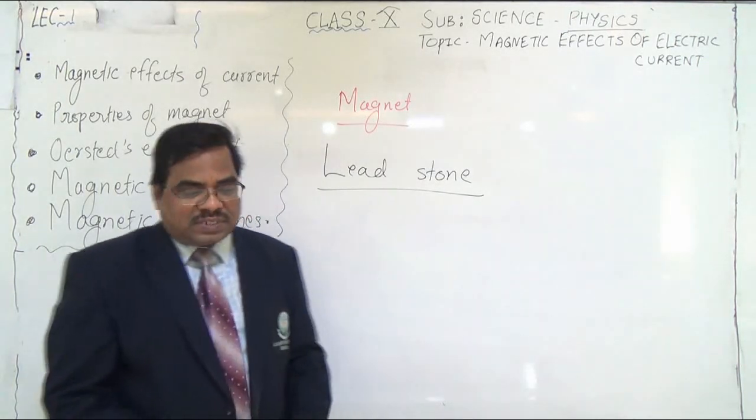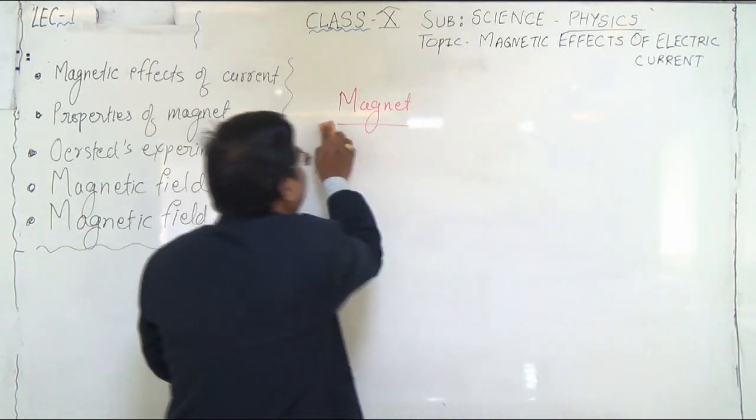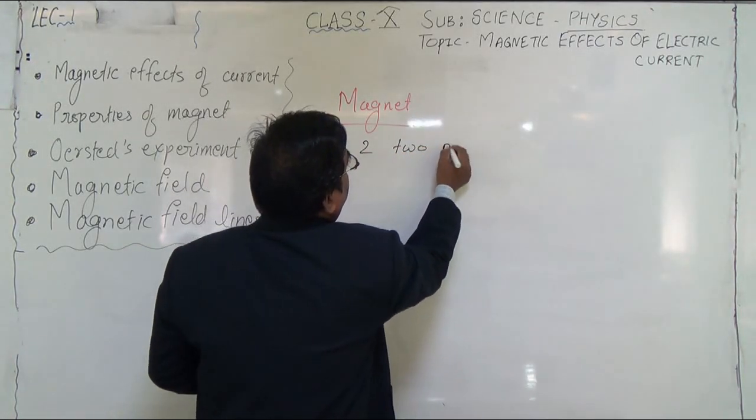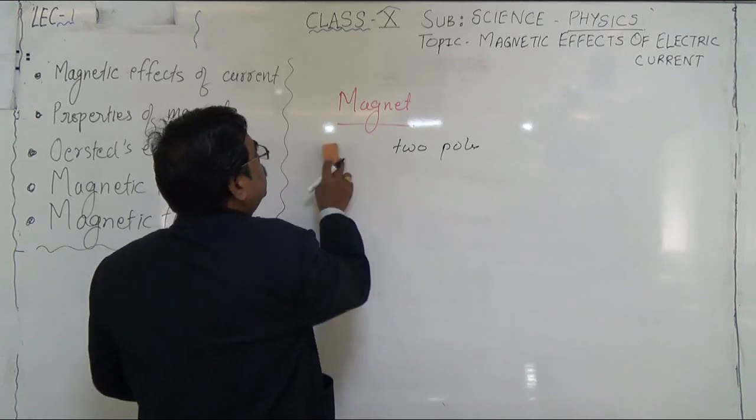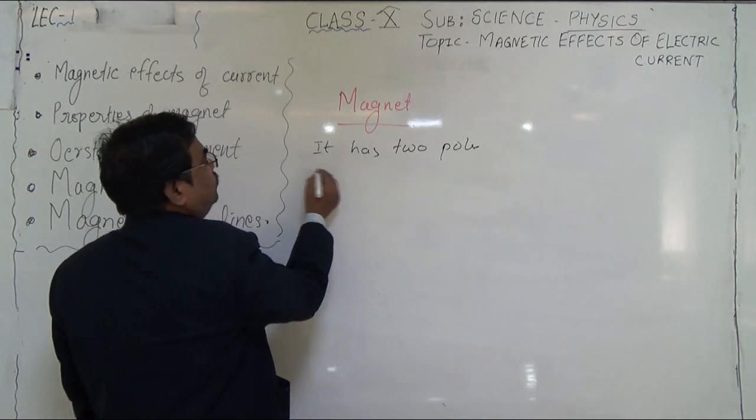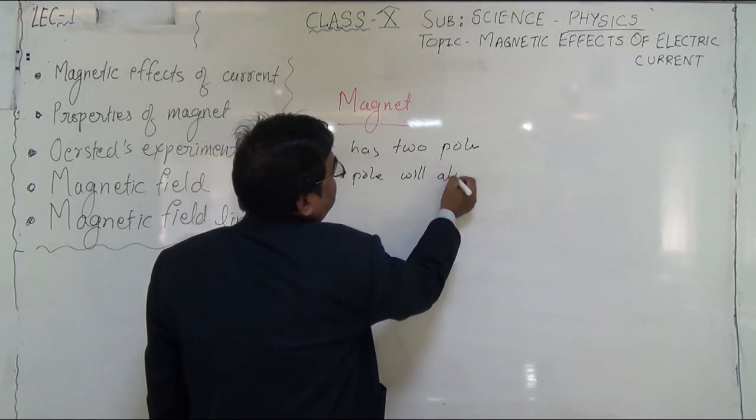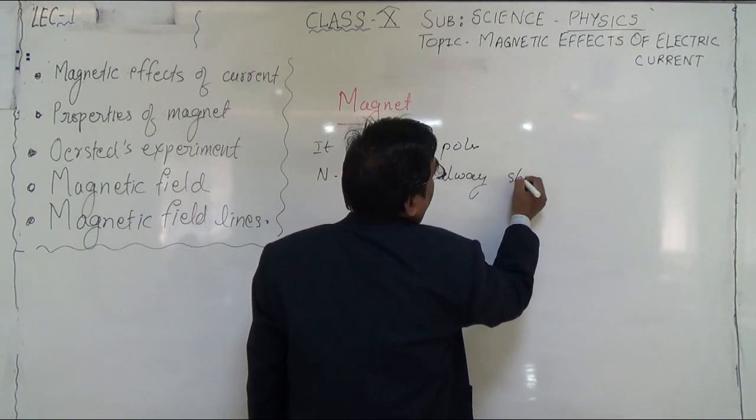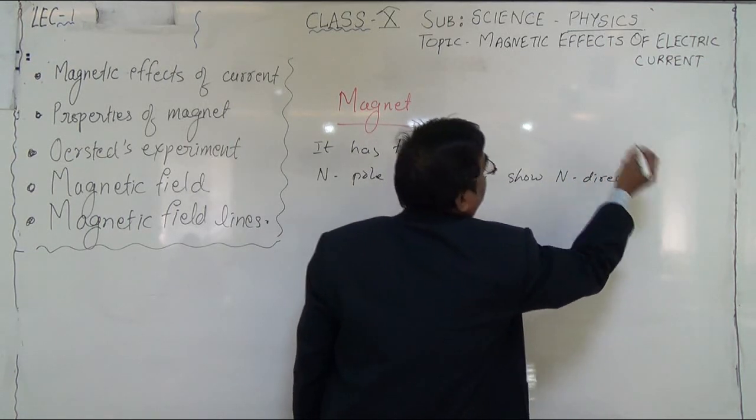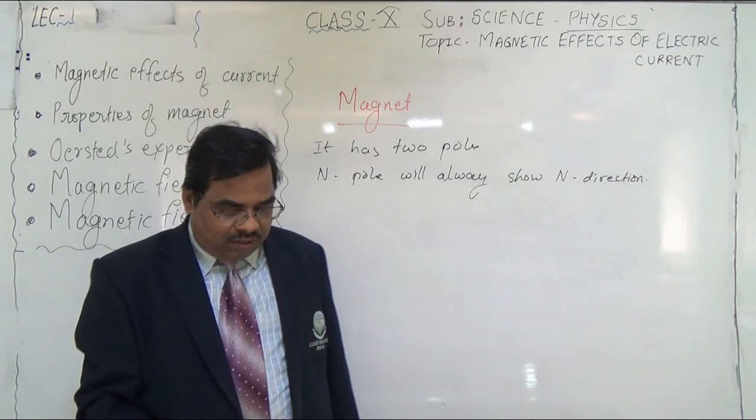So now we know some properties of the magnet, and that is, a magnet has two poles, and the north pole will always show the north direction of the earth.